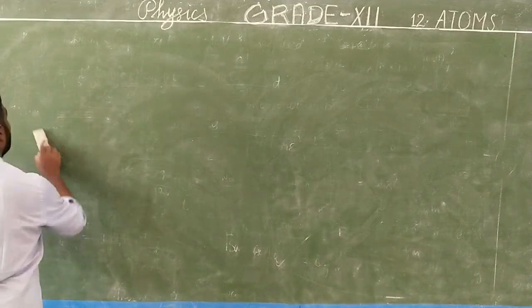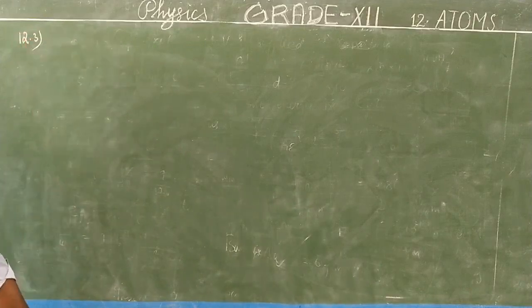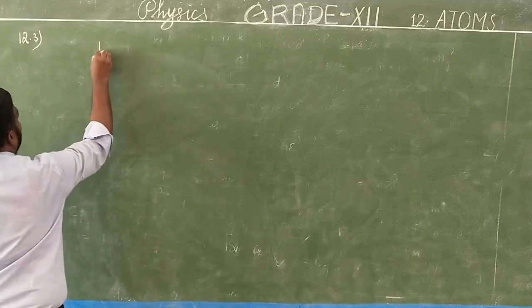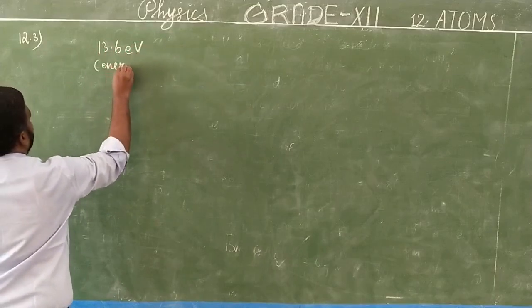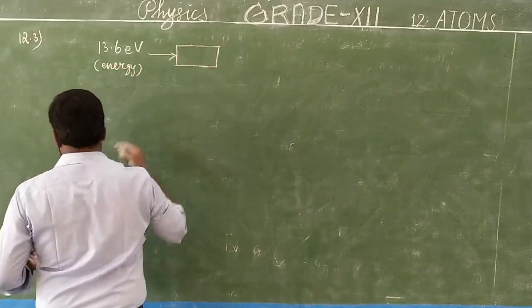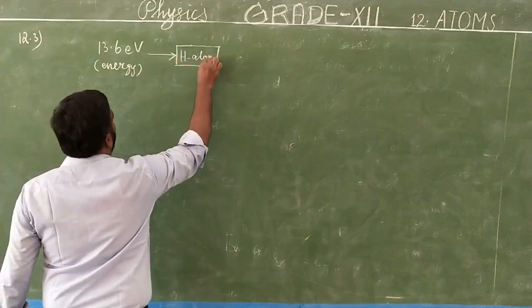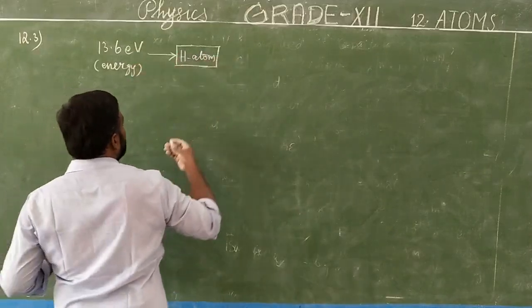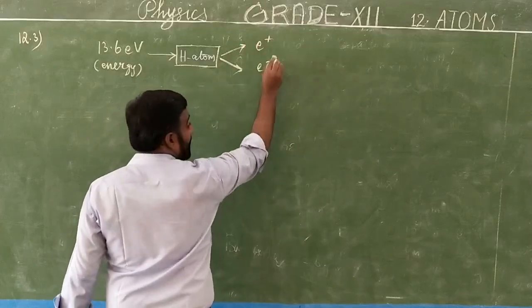Question number 3. That is the book example, NCERT example 3. 13.6 electron volt of energy is given to a hydrogen atom, because Rutherford also used the hydrogen atom only. When the hydrogen atom is exposed to this much energy, it splits into one proton and one electron.